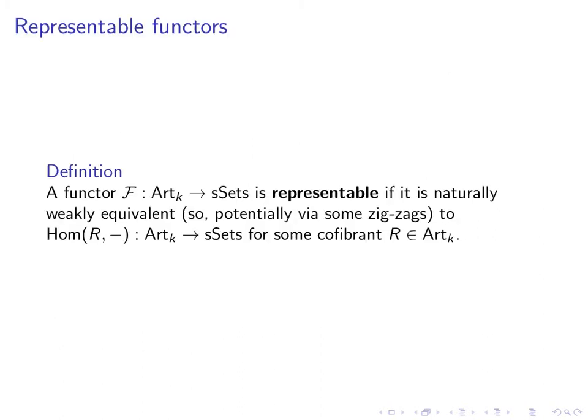A functor from simplicial rings to simplicial sets is representable if it is naturally weakly equivalent, so potentially via some zigzags, to the functor given by Homs out of R, for some cofibrant ring R.